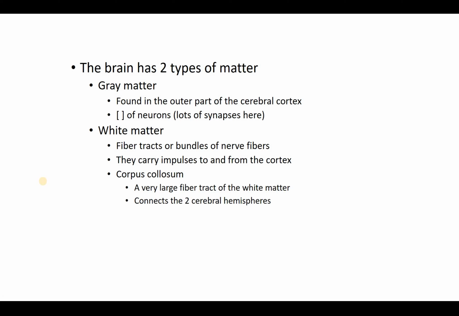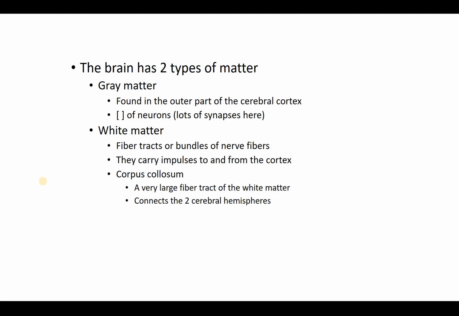Okay, so just like the spinal cord, the brain has both gray matter and white matter. The gray matter is mostly found on the outer part of the cortex, and there's a high concentration of neurons that synapse in that cortex. There's also little islands of gray matter deep within the brain. That's the basal ganglia area. And the white matter are fiber tracts, or bundles of nerve fibers, that disperse themselves within the brain, and they carry impulses to and from the cortex.